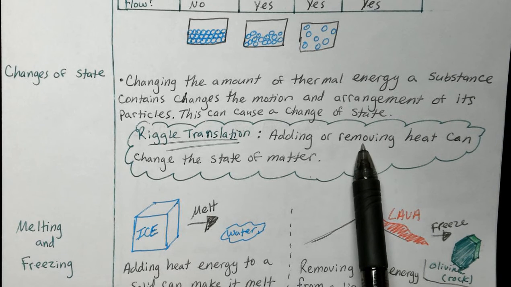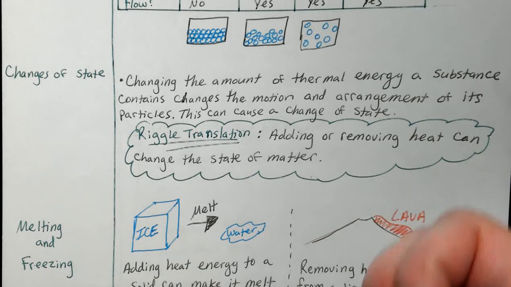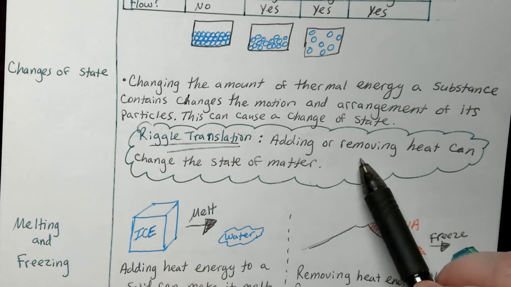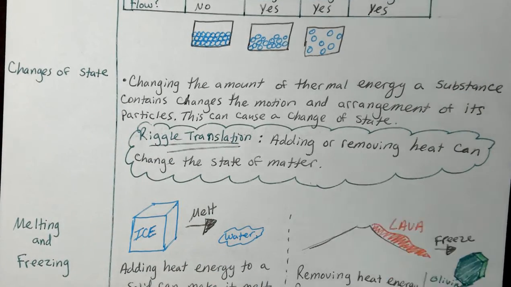Removing heat, that's like when you put stuff in the fridge or in the freezer. You're taking the heat away from it. You're stealing that heat. You're removing the heat. And you can turn water into ice. You can turn liquids into solids. You can turn steam into liquid.